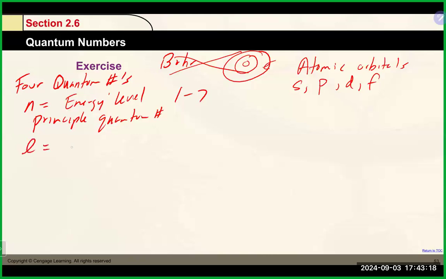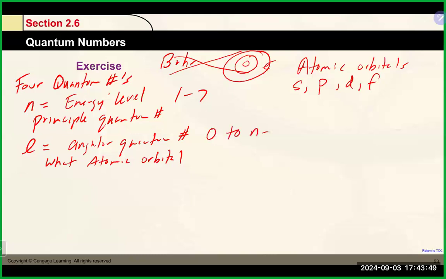We have L, which is the angular quantum number. You can think of L as describing what atomic orbital is present on that particular level. Remember, an L value of 0 is s, an L value of 1 is a p orbital or subshell, and so forth. It has values of 0 to n minus 1. So those are the values that you could have for any particular n value: an L value that runs from 0 to n minus 1, all whole numbers.